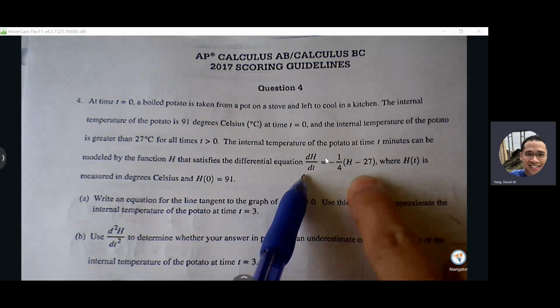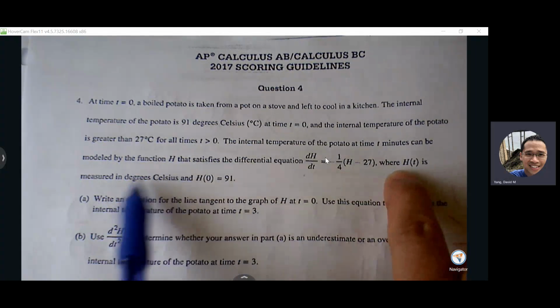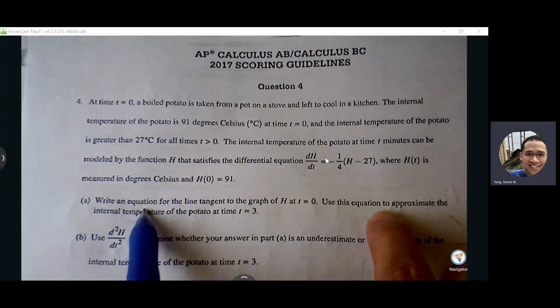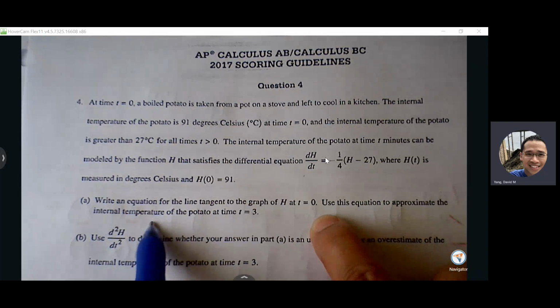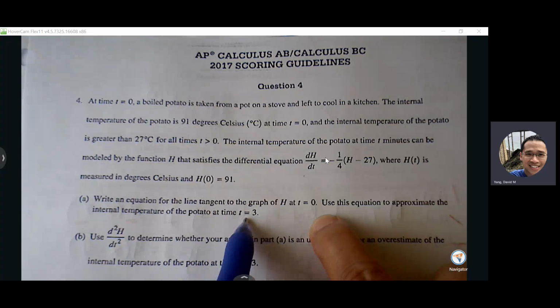Again, this is the derivative formula here. That's our slope formula, where h of t is measured in degrees and h of 0 equals 91. Write the equation for the line tangent to the graph of h at t equals 0. Use this equation to approximate the internal temperature of the potato at time t equals 3.